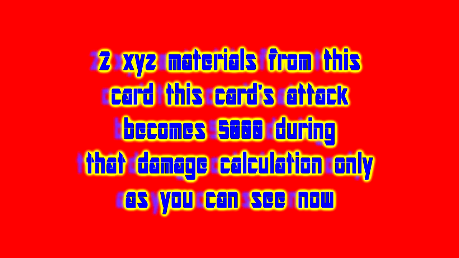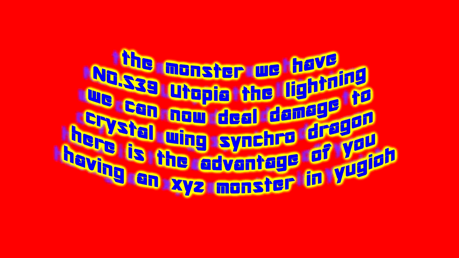As you can see now, with the monster we have, number S39, Utopia the Lightning, we can now deal damage to Crystal Wing Synchro Dragon. Here is the advantage of you having an XYZ monster in Yu-Gi-Oh!